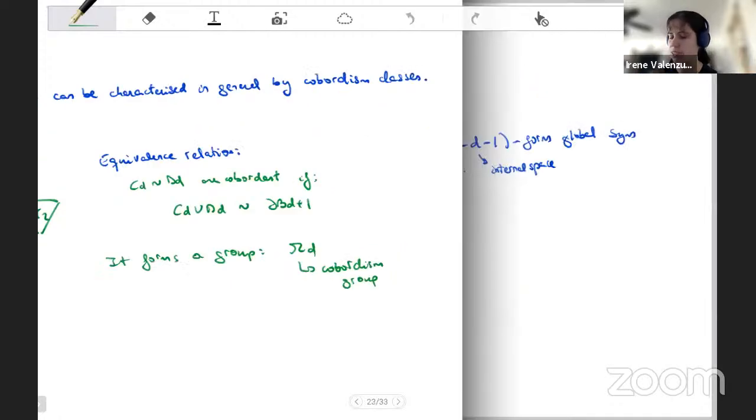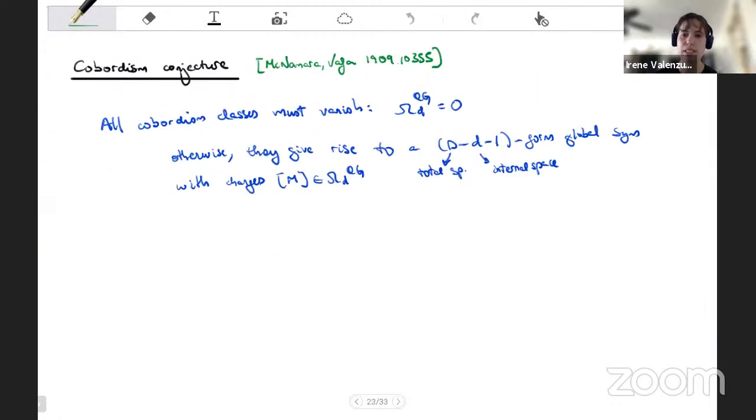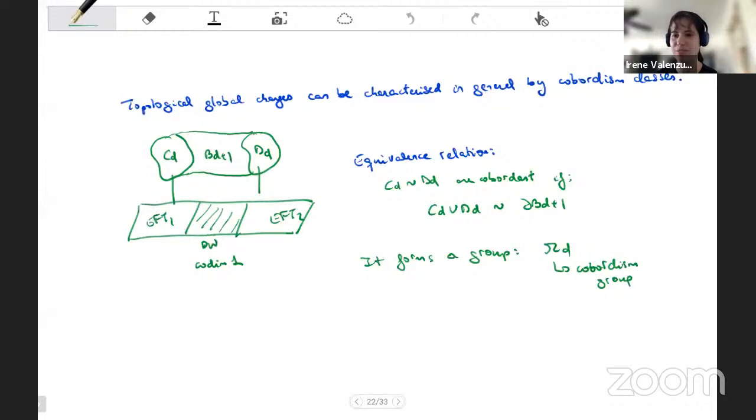So yeah, thinking of these topological global symmetries, Jake and Kumrun formulated this cobordism conjecture. There is one more question in the chat. Thank you. In what sense is this a group? What is the multiplication? Yeah, it's the union, right? The union of the different manifolds is the multiplication in this group.